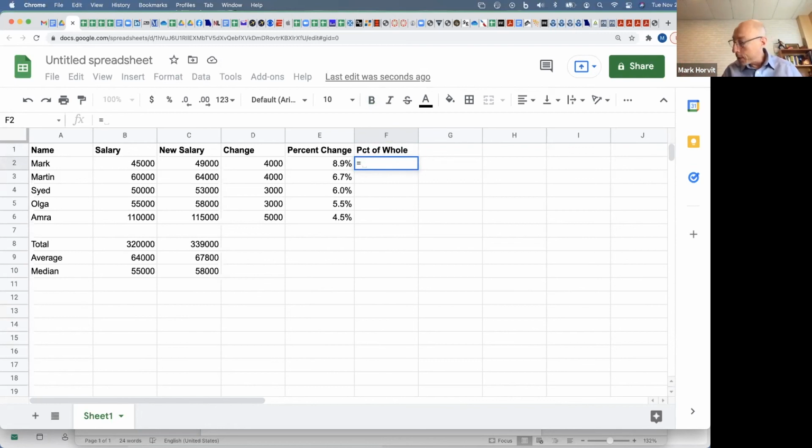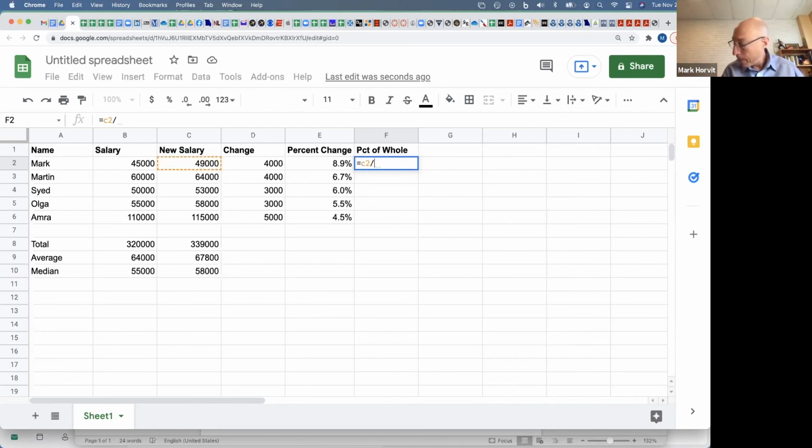And then percent of whole is dividing the part, an individual piece, by the total. The part by the total is how you figure out the percent of the whole. So to figure out what part of the salary mine is, we'll use the new salary, column C. We could pick either one, it doesn't matter. It would be C2, sorry. And you can put parentheses if you want, but you don't have to, it won't hurt anything.